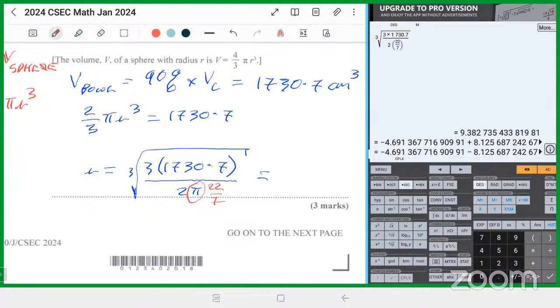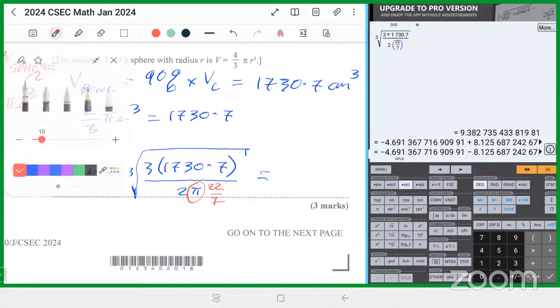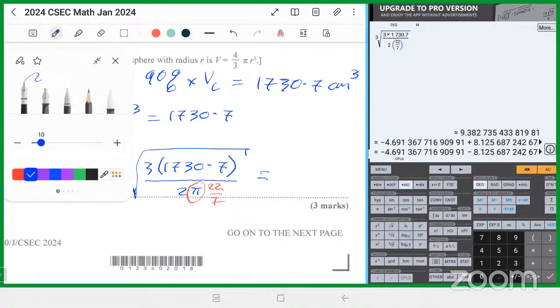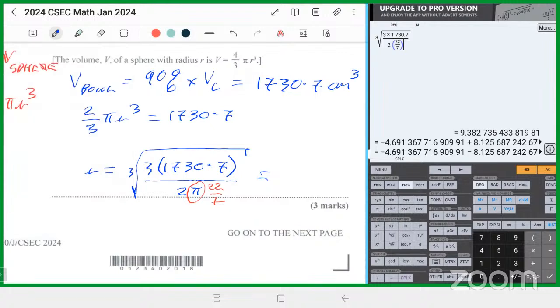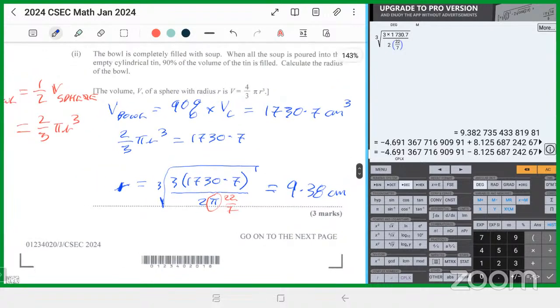I'm going to leave that in red, so we'll see what we did. And then I get the answer. I'm going to write 3 significant figures, 9.38 centimeters. Remember, it's a radius, centimeters. All right, and that's what we have here for the R. That's the R right there. Okay, that is it.